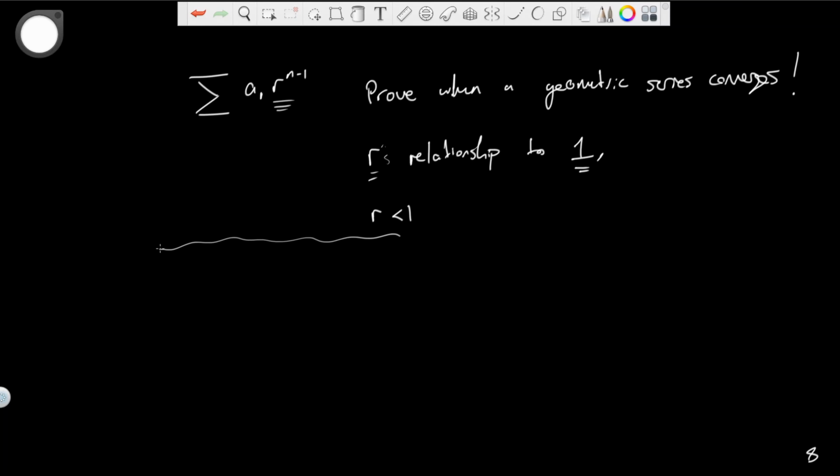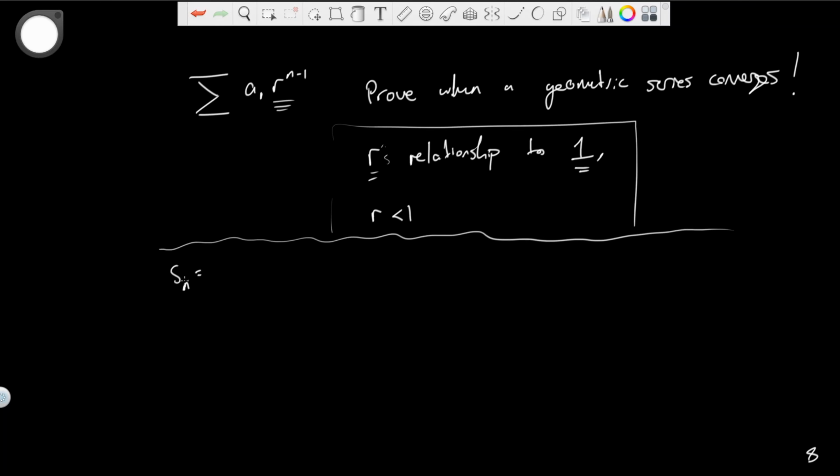All right, but let's use a very clever proof of what I've been saying and when a geometric series converges. So we care about the sequence of partial sums. So S sub n, the nth term in the sequence of partial sums, that's going to be the first term plus the second term plus the third term, all the way up to the nth term.